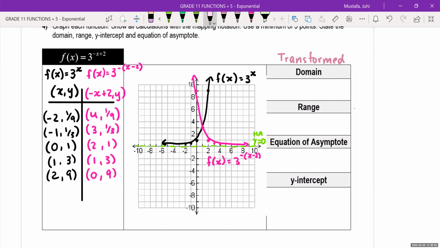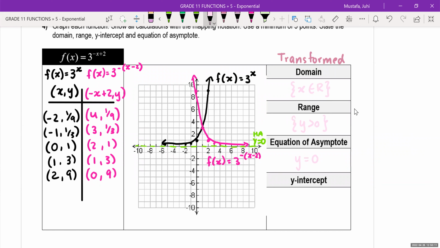What is the domain of the transformed function? It would just be x includes all real values. What is the range? Yep, so it would just be y is greater than 0 because it does not actually touch the 0. The equation of the asymptote we have already decided is y is equal to 0.